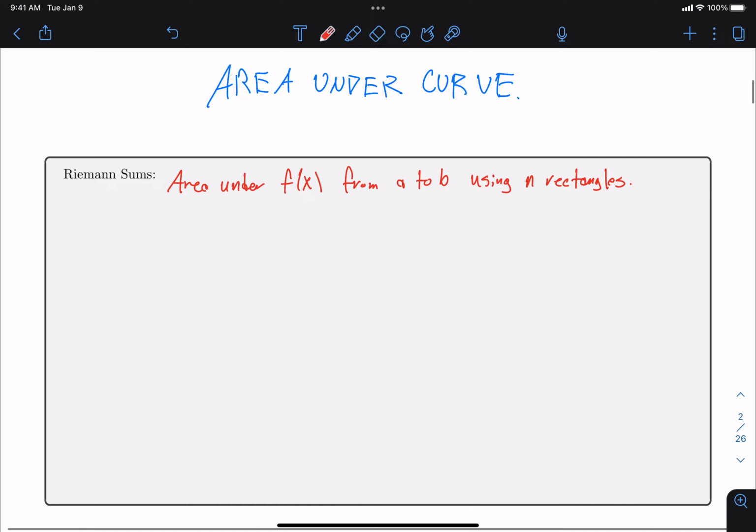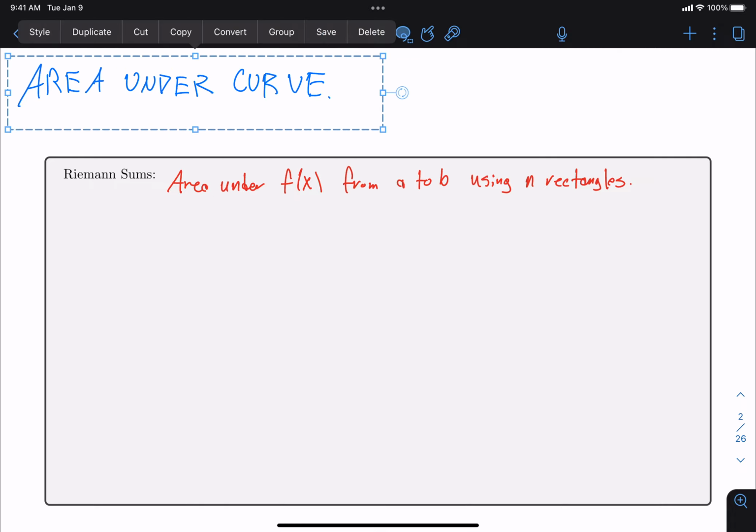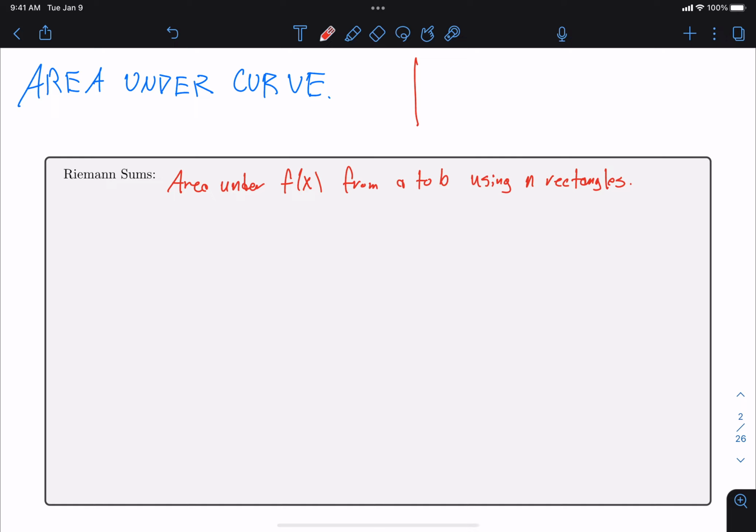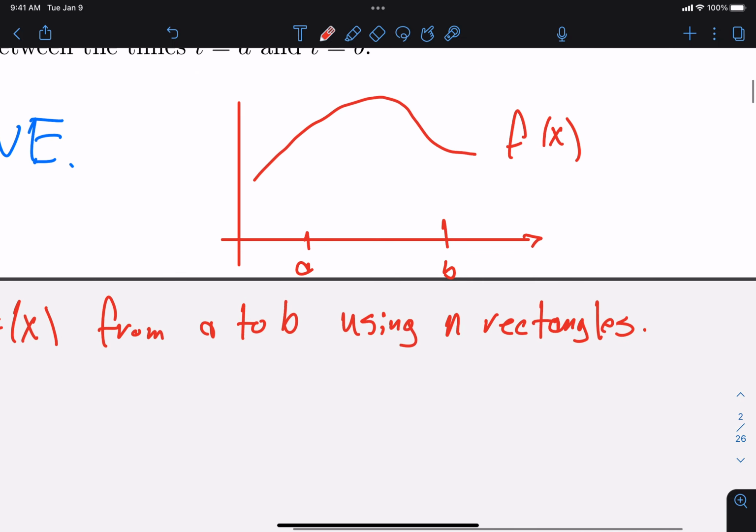Using n rectangles. Okay, so let me just draw a picture of what we're doing to remind us. So here's A, here is B, and here is f of x, maybe, could look like that. I'm interested in approximating this area.